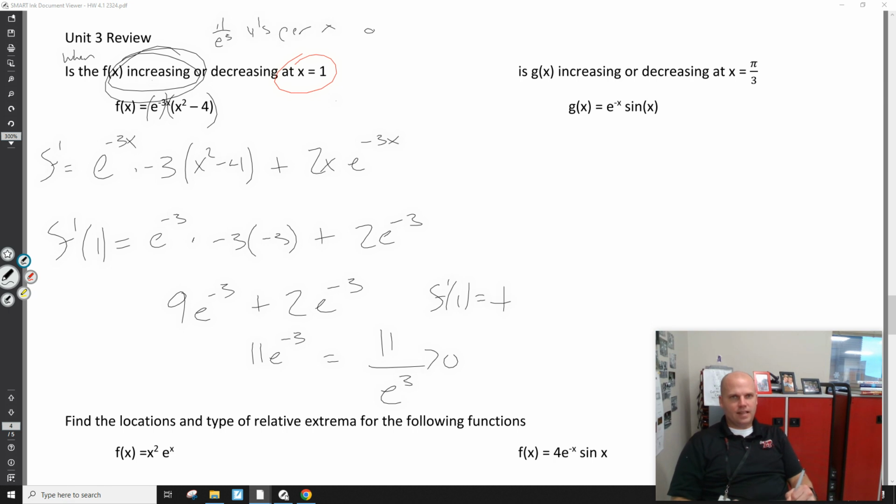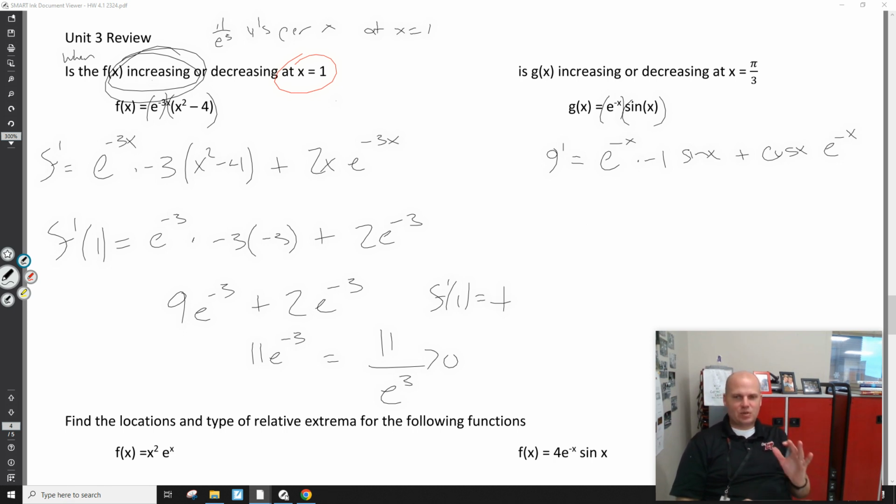At x equals 1. Let's check this one out. Same deal. We have to use the product rule, but the derivative of e to the negative x is e to the negative x times -1. So that's the derivative of the first times the second, plus the derivative of the second times the first. Going to plug in pi over 3.